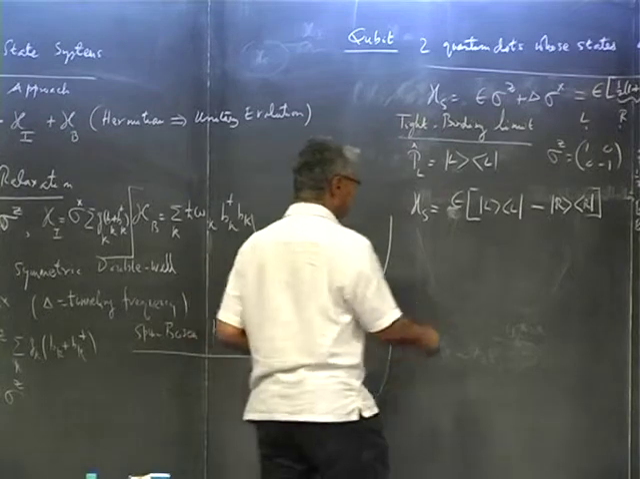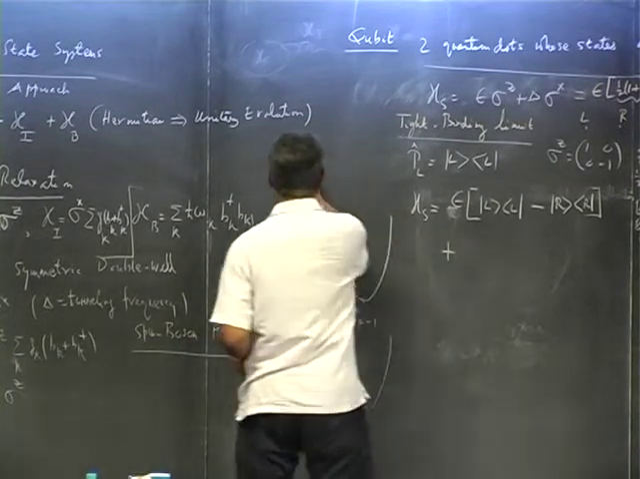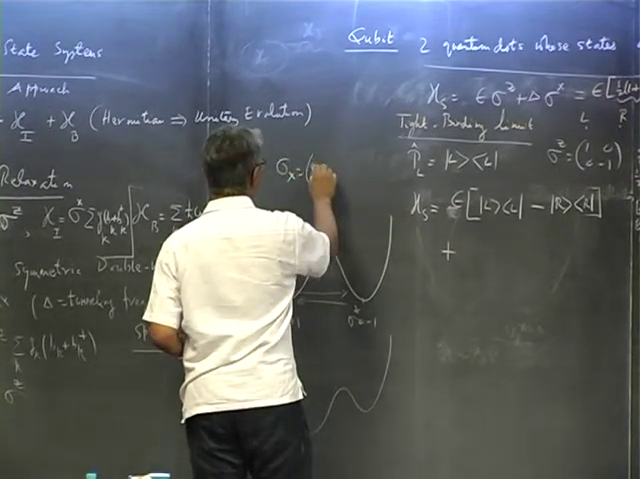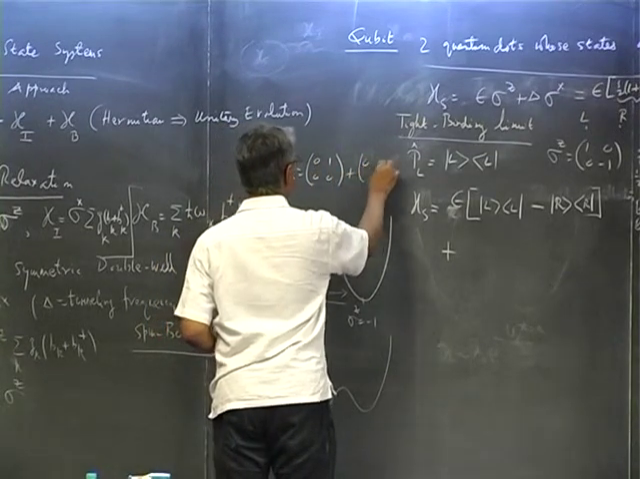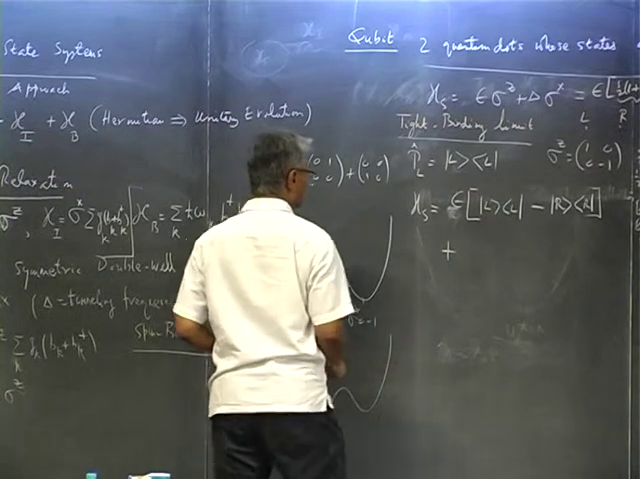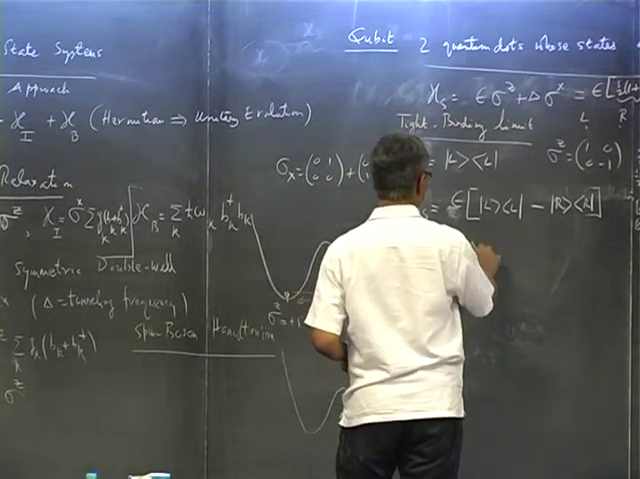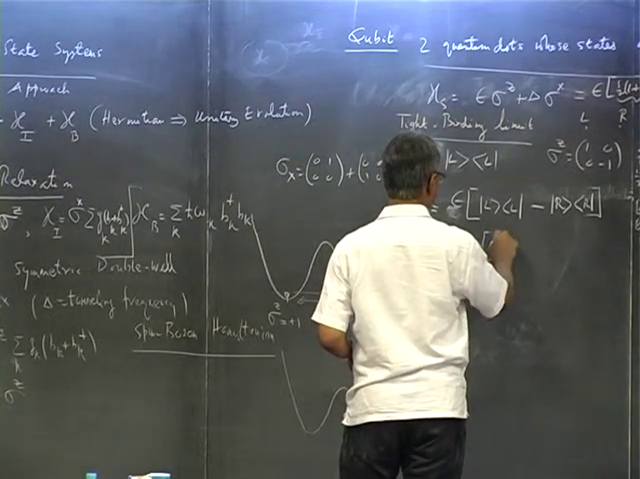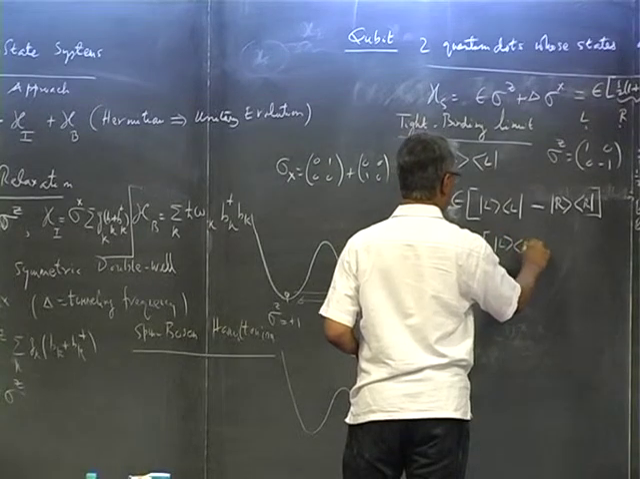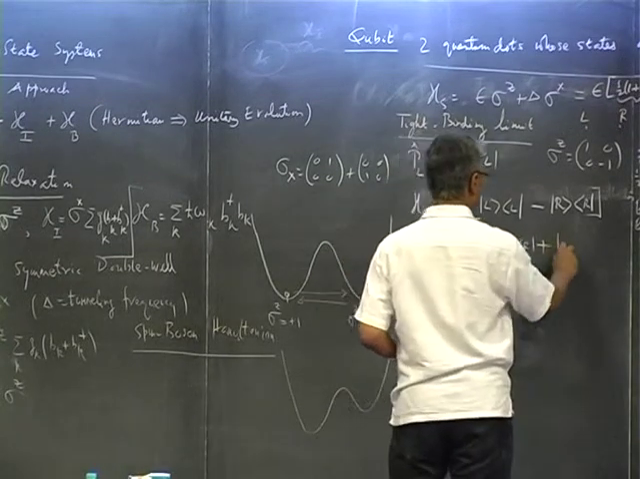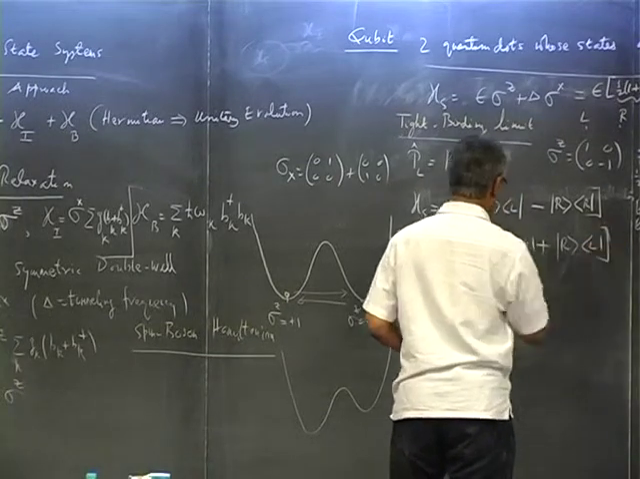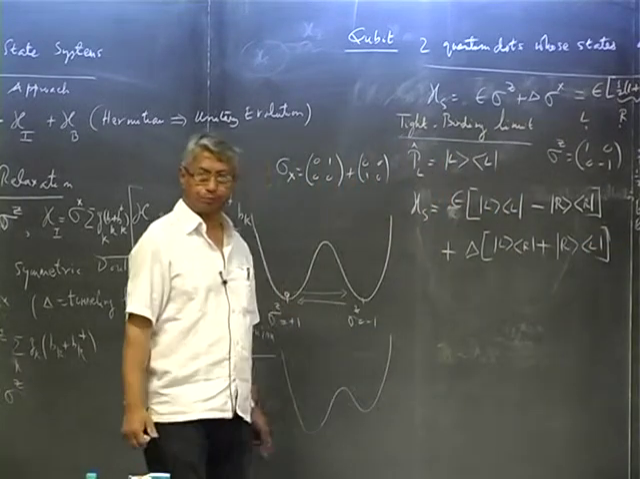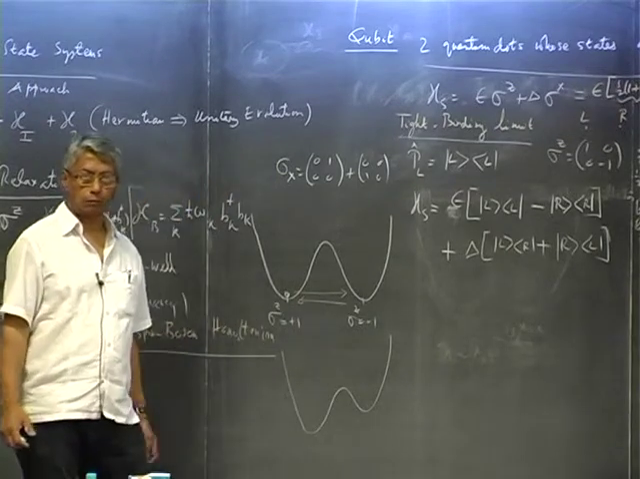And what about sigma x? Well, sigma x is already in this form, 0, 1, 0, 0 plus 0, 0, 1, 0. So that's like saying I have delta times (LR plus RL). So that's your tight binding form, okay?